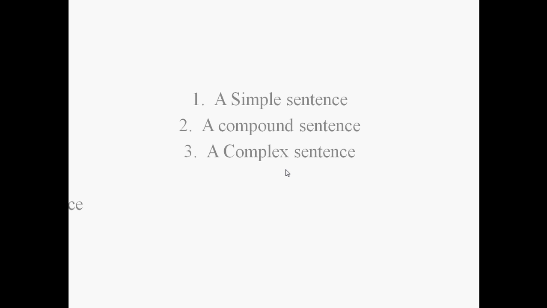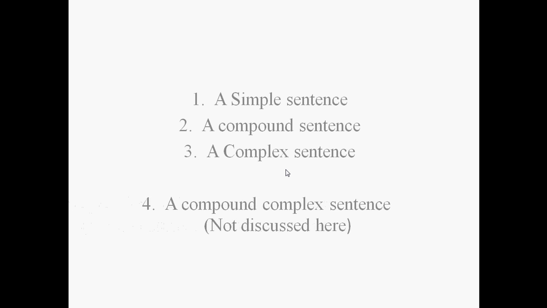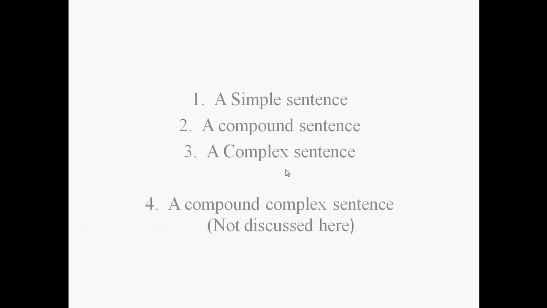And in it, we're going to talk about 4 sentence types. The first one being a simple sentence. We've dealt with those before. The second one is a compound sentence. We've also dealt with compound sentences. The new sentence type that we'll be dealing with is a complex sentence. And there is a fourth. We're not going to talk about that one here. This is called a compound complex sentence. Those are the 4 sentence types.